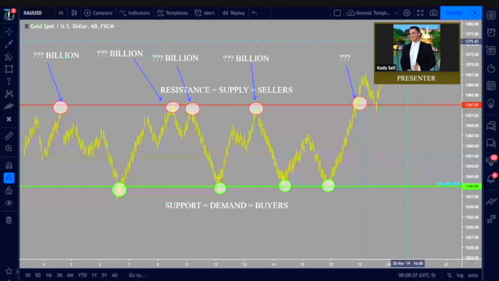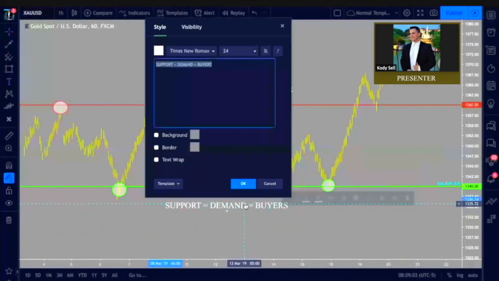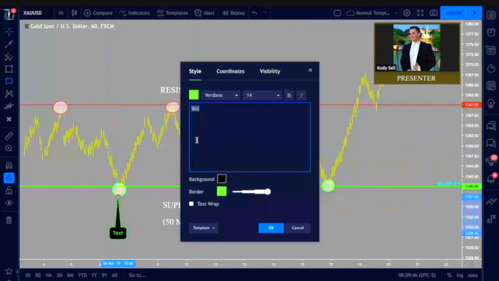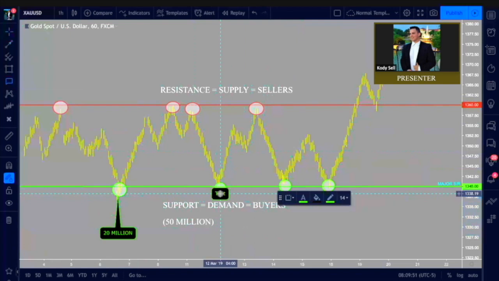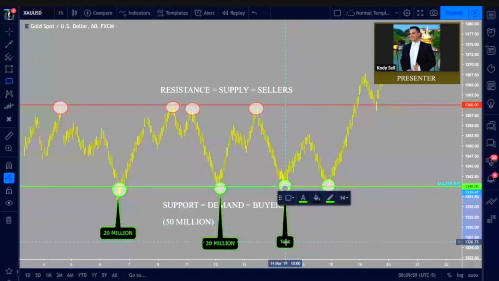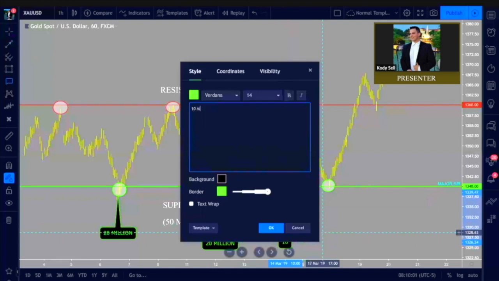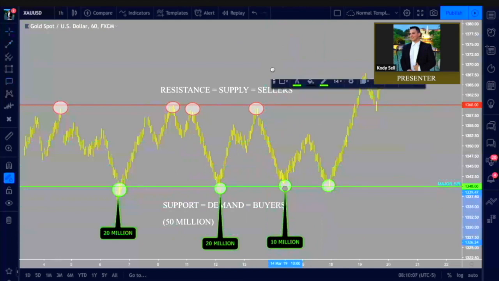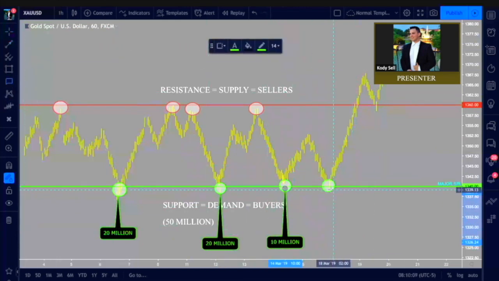I'm going to clear the screen off. All right, let's go back to our demand zone down here. And let's say we've got $50 million worth of orders to fill. Now over here, when price originally got here, they were able to fill 20 million of that order. And then the second time that price got here, they were able to fill 20 million of that order. And then the third time that price got here, they were able to fill the remaining 10 million of the order. And then the order was complete. That was it.